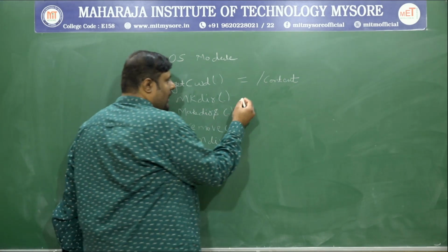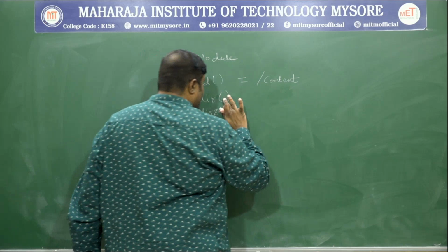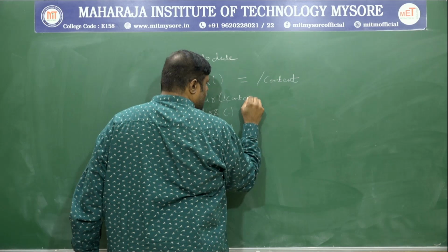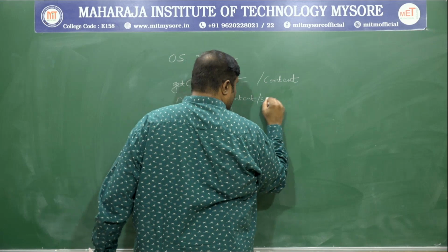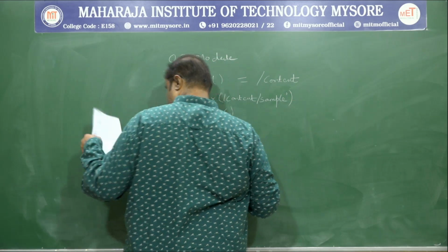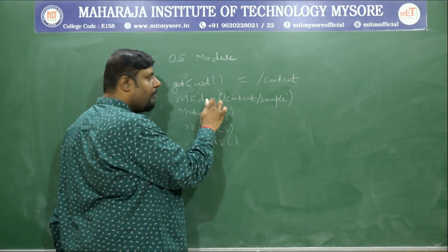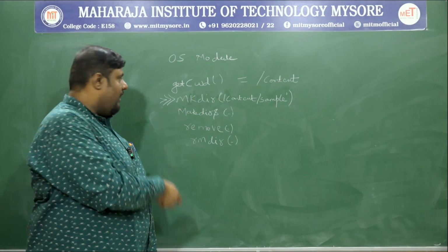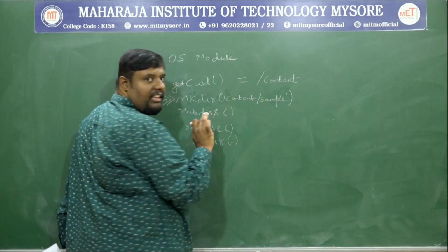So if I say mkdir, that would be os.mkdir of /content/sample. So in the inverted commas, I've said make directory. This is a command which you run on your interactive shell. So with mkdir, what I'm saying is inside, I'm giving the complete path.